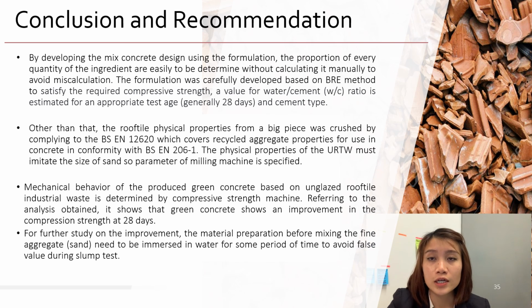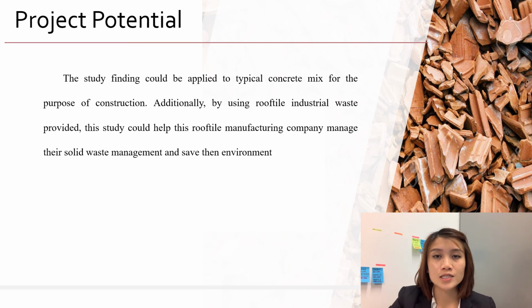For further study on improvement, the material preparation needs to be done according to the procedure in the British standard requirements, because to avoid a false value, especially during the slump test, each material preparation needs to be done really carefully. So the 50% replacement of recycled aggregate in the concrete mix is the best proportion to be used and could be considered for use in construction in the future.